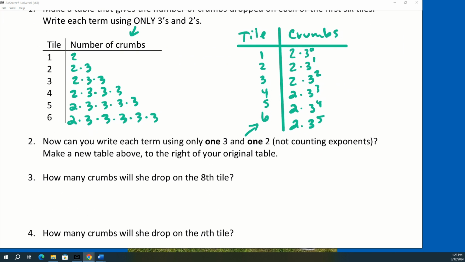Okay, so if I want to find the eighth, how many she dropped on the eighth tile, what would I do? 2 times 3 to the 7th. Yes. And that's a lot of crumbs.